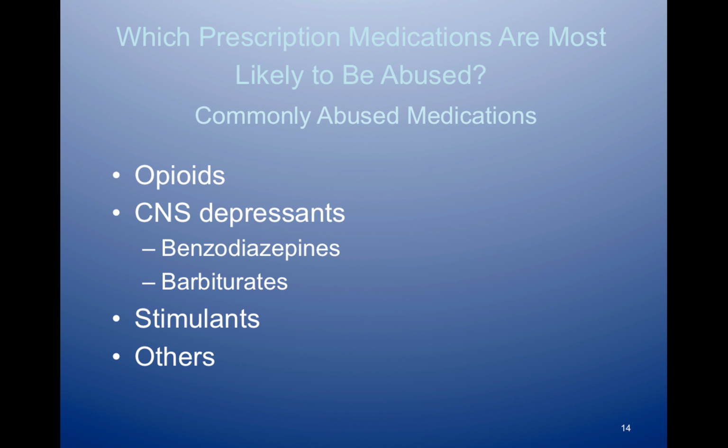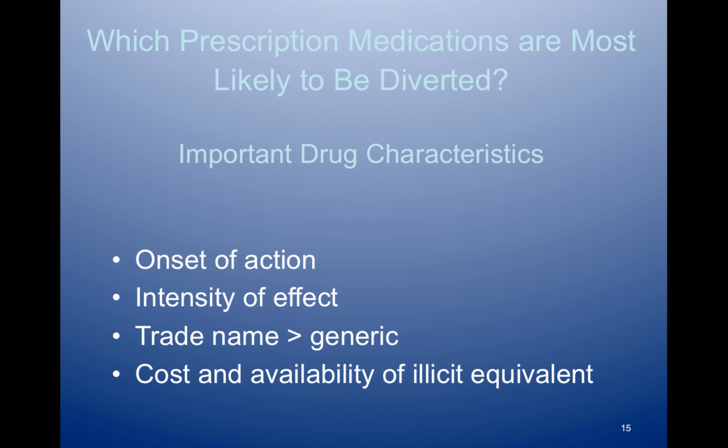So, what medications are most likely to be abused? You could safely say all of the controlled dangerous substances can be abused, but the most likely ones currently are opioids, number one, CNS depressants, the benzodiazepines and barbiturates, the stimulants, and others. Some of the data trends out there: the fast-acting benzodiazepines are more likely to be abused than the slower-acting benzodiazepines, along with some of the name-brand opioids as well.